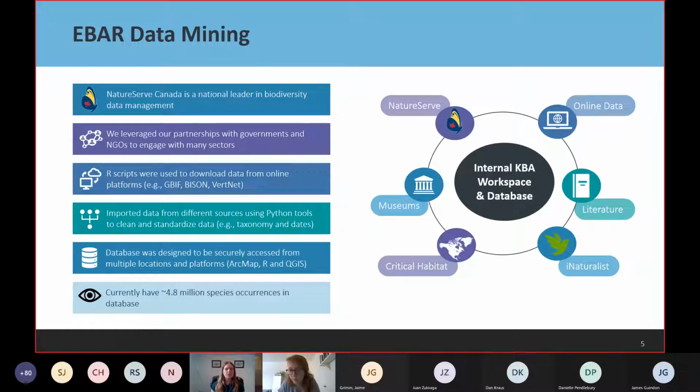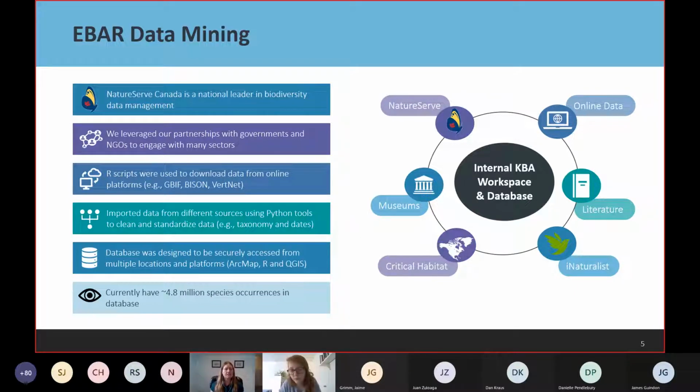We were also able to add in additional data from online platforms using really easy to use R script. So we were able to download information from places like GBIF, Bison, and VertNet. We were then able to import all of that information from all of these different sources, again, using Python tools that allow us to easily and efficiently clean and standardize the data. So we were able to consolidate generally complicated things like taxonomy and dates and bring them all together into the internal KBA workspace and database.